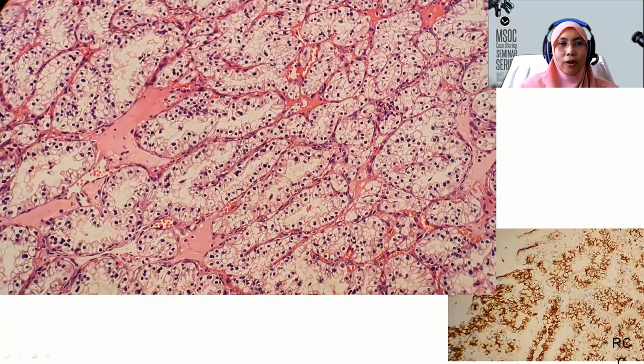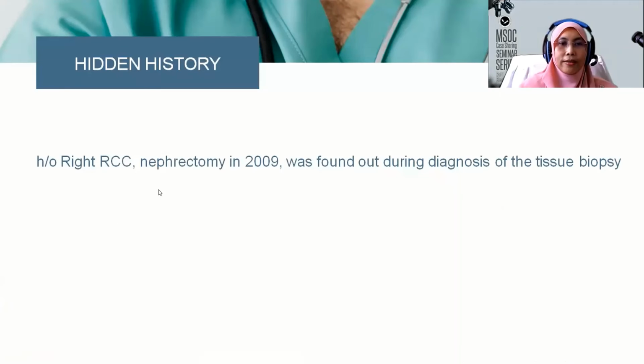So based on that, we proceeded with RCC immunostain. It turned out to be positive. Based also on the morphology, clusters of cells, clear cells with centrally located nuclei with mild to moderate nuclear enlargement, definitely this is RCC, metastatic RCC. So the history of right RCC nephrectomy in 2009 was only found out during diagnosis of the tissue biopsy.